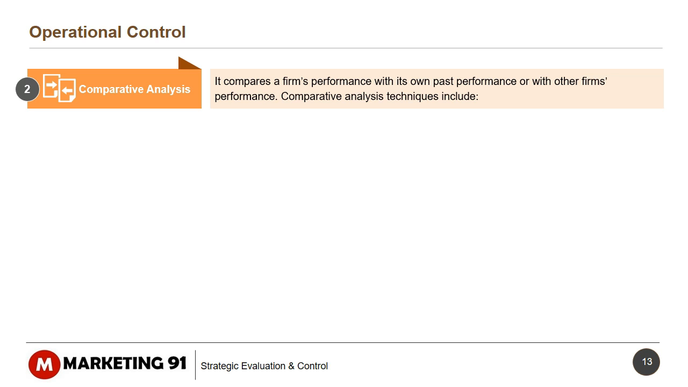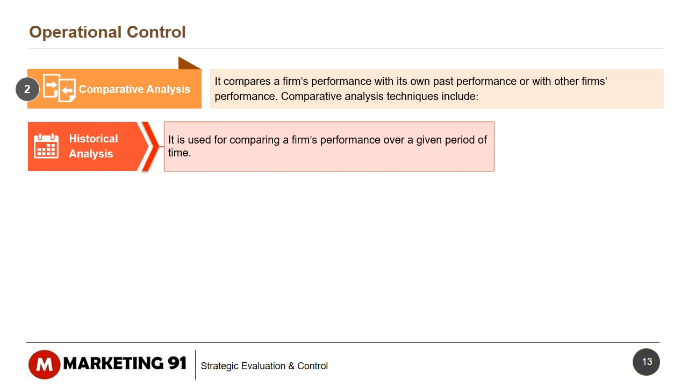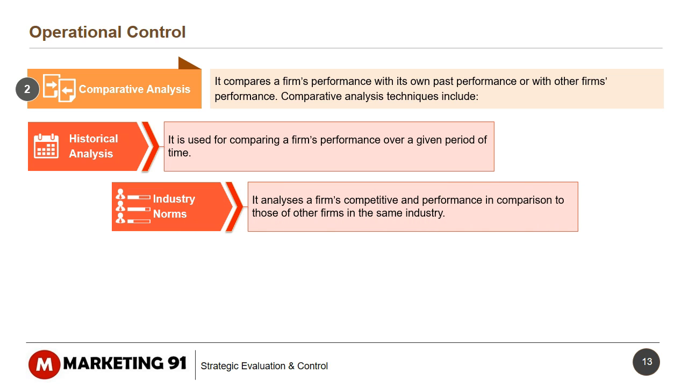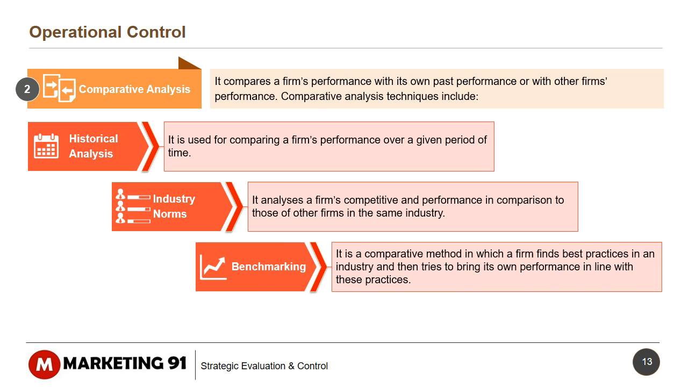Comparative analysis techniques include historical analysis. It is used for comparing a firm's performance over a given period of time. Industry norms. It analyzes a firm's competitive position and performance in comparison to those of other firms in the same industry. And benchmarking. It is a comparative method in which a firm finds best practices in an industry and then tries to bring its own performance in line with these practices.